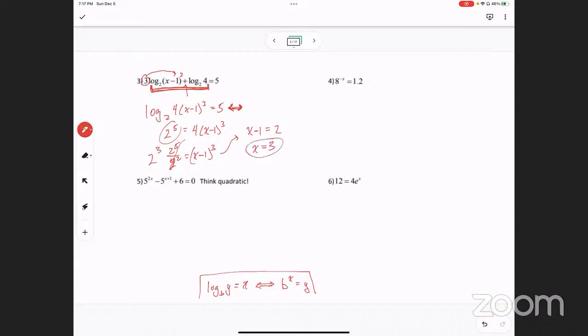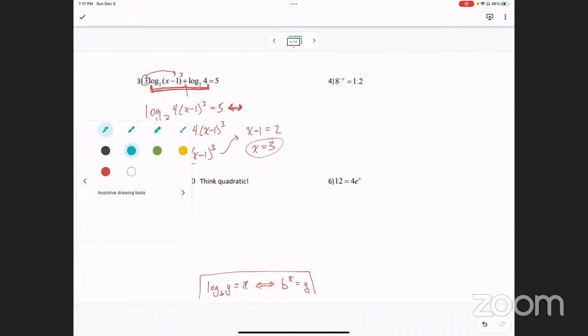And you can plug it in to check to see if it works. 3 minus 1 is 2. Log base 2 of 2 is 1. 3 times 1 is 3. Log base 2 of 4 is just 2. So actually, at the very beginning, we could have just converted that, called that 2. That would have actually been even easier, right?